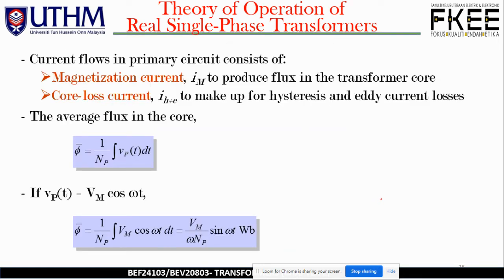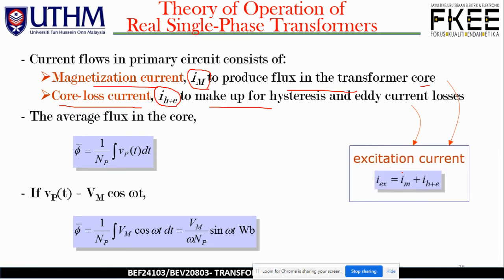And then some of the consideration also. So the current flows in primary circuits consist of magnetization current, namely Im, to produce flux in the transformer core. And then the second element is the core loss current. This is what I have mentioned in the previous slide. This is due to hysteresis and also eddy current effect, to make up for hysteresis and eddy current losses. These two are known as excitation currents, or Ix equal to Im plus IH plus E.